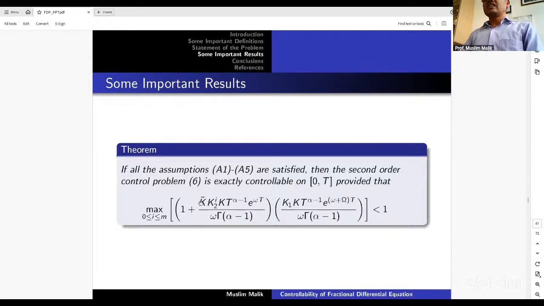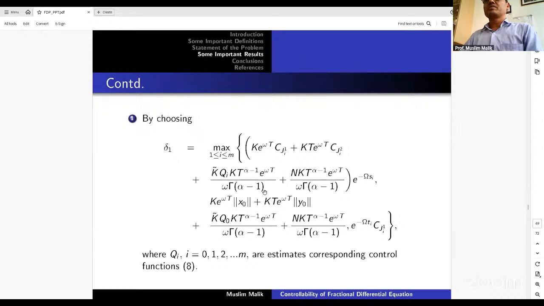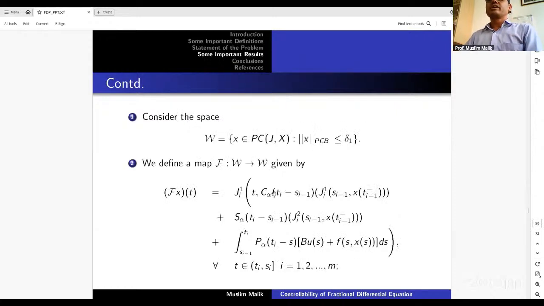Under this condition, we are able to prove that our system is exactly controllable on this interval, and this condition we can say is satisfied because capital T is in our hand, so we can take capital T in such a way that this whole thing is less than 1. The outline of the proof I am not going to give. We use the Banach fixed point theorem. We define a domain of the function f, and then we prove that this function has a fixed point in the domain. Therefore, it has a solution.